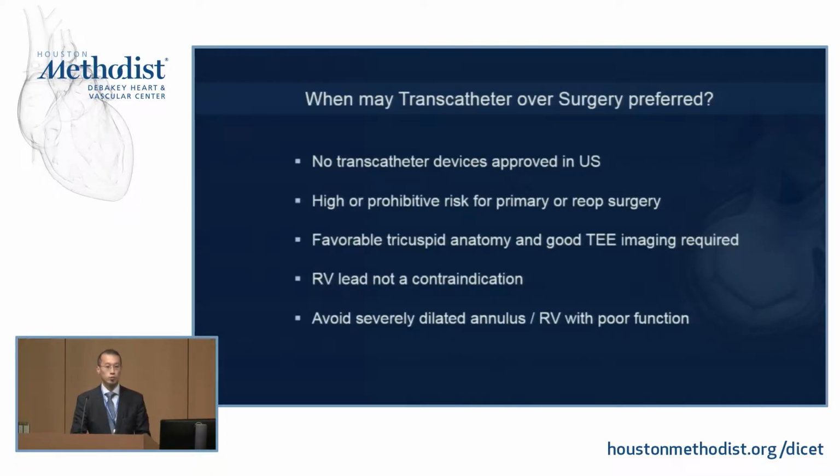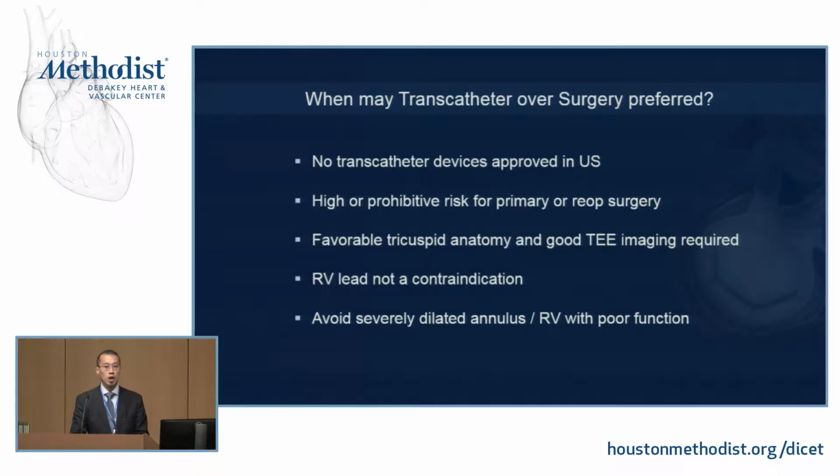So when should we consider transcatheter repair over surgical repair in these patients? Well, first of all, there are no devices approved in the United States right now. They're all under various stages of clinical trial. Typically, these patients are high or extreme risk for primary or reoperative surgery. They also have to have favorable tricuspid anatomy, and good TEE imaging is required for these patients to be able to implant a device.